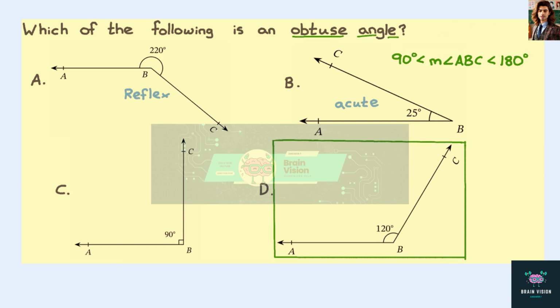Next, if an angle has measure between 0 degrees and 90 degrees, then it is acute. So, the angle in option B with measure 25 degrees is acute.